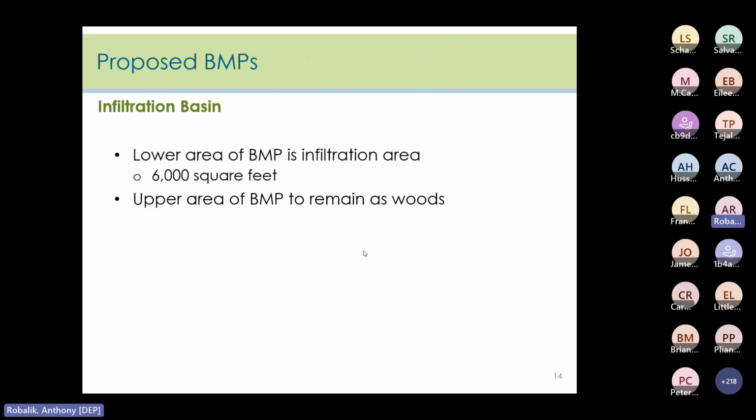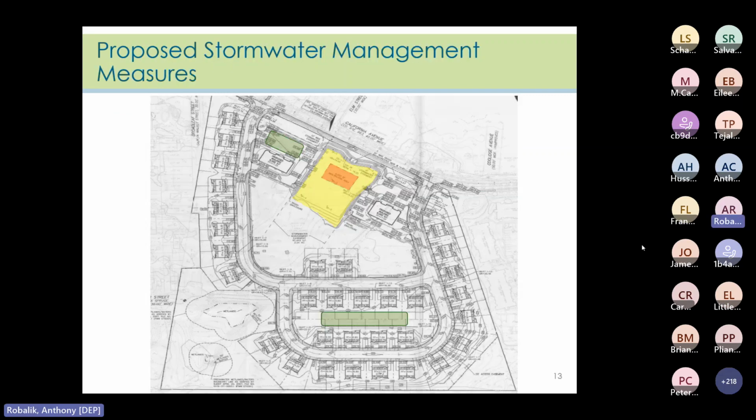So under the old rules, it was okay to use a large-scale infiltration basin like this to meet the water quality, the quantity, and the recharge standards. However, under the current rules, GIBMPs from Table 5.1 are required to be incorporated for quality and recharge standards.